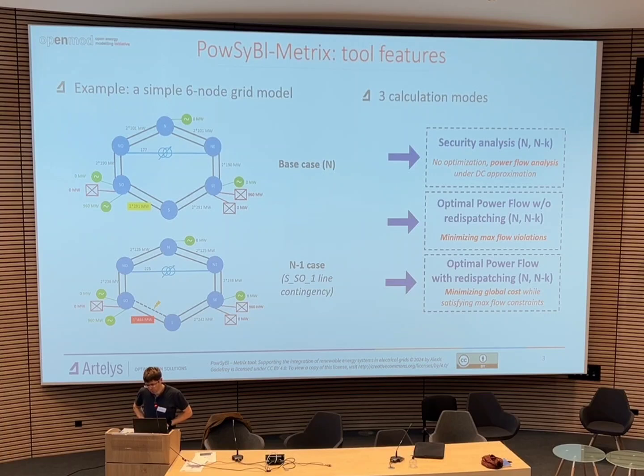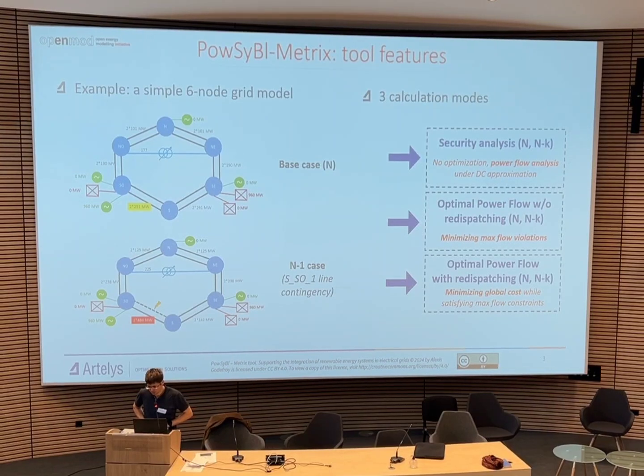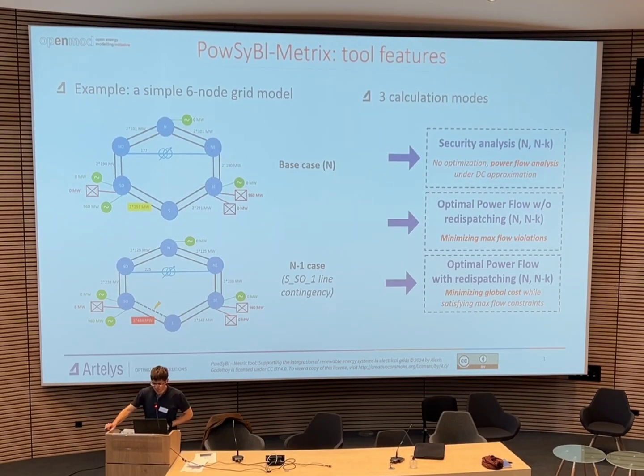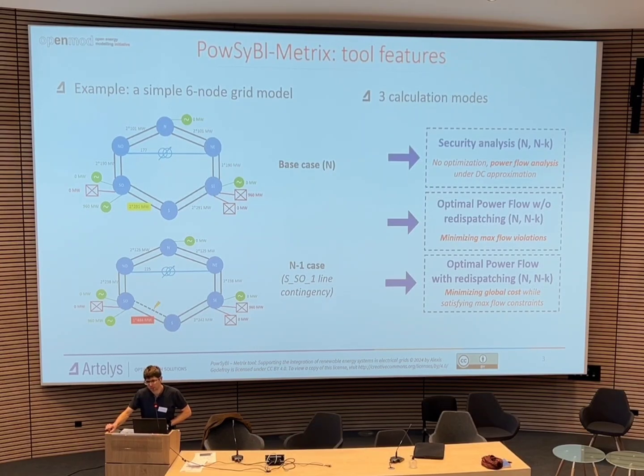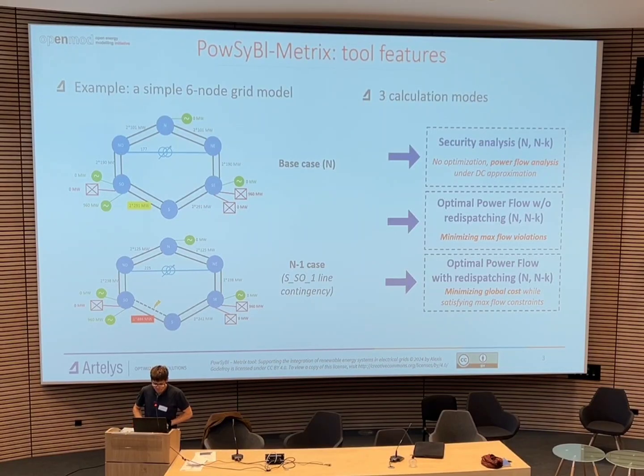And the two other modes are optimal power flow modes, either with or without redispatching option, which consists in optimization at each time step, either to minimize an economical cost of redispatching, if redispatching is accounted for, or to minimize some flow violations on the grid so that it can operate securely.